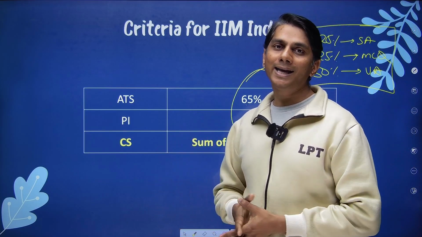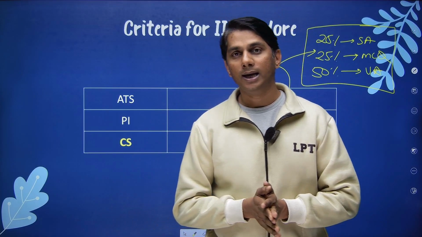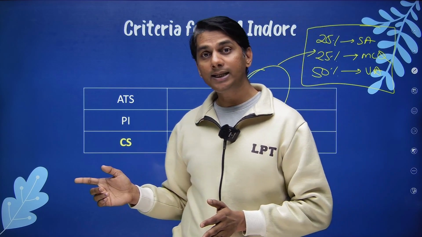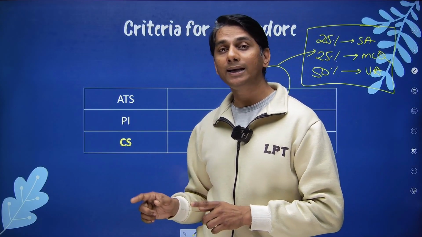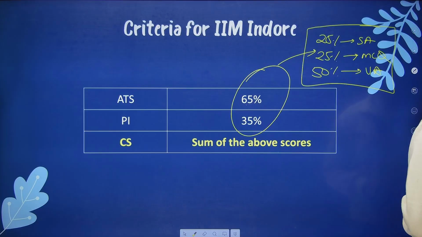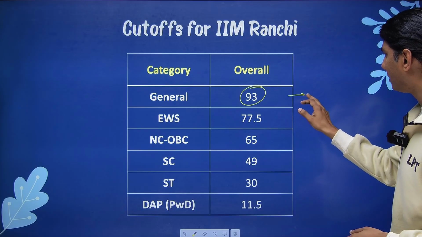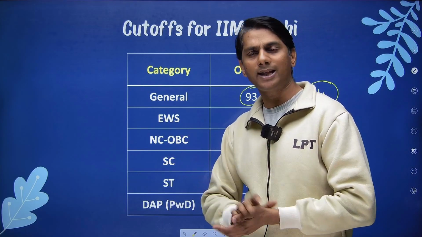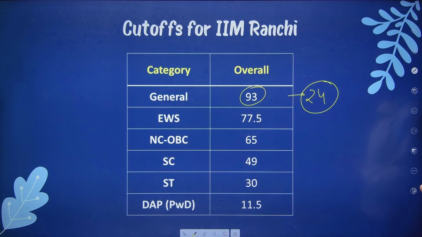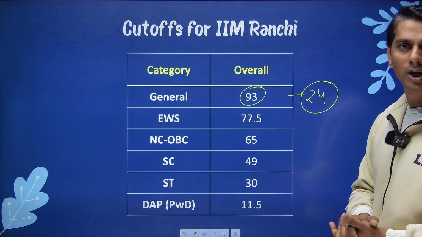Now apart from IIM Indore, there are two other IIMs which accept the IPMAT Indore score. The next one is IIM Ranchi, and we have a new IIM, IIM Amritsar, this year, which is also going to accept the IPMAT Indore score. For IIM Ranchi, the cutoff for the general category is 93. That translates to approximately 24 correct questions out of 90, with 100% accuracy, obviously. These are the cutoffs in marks for the other categories: EWS 77.5 marks, NCOBC 65 marks and so on.